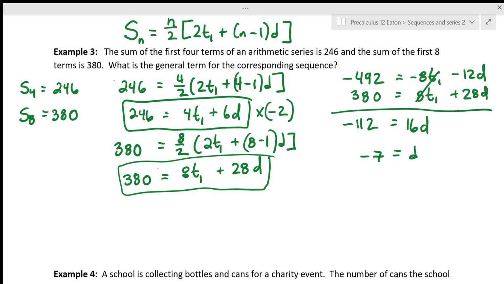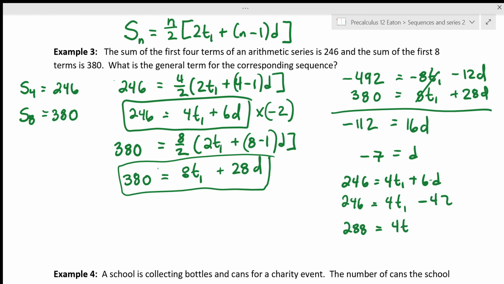So now I'm being asked what's the general term. To find the general term, I still need to know T1, so I'm going to use one of my original equations. 246 equals 4T1 plus 6d. Let's redo that. So 246 equals 4T1 minus 42, since minus 7 times 6 is minus 42. Add 42 to both sides. We get 288 is 4t1, and 72 is equal to t sub 1.